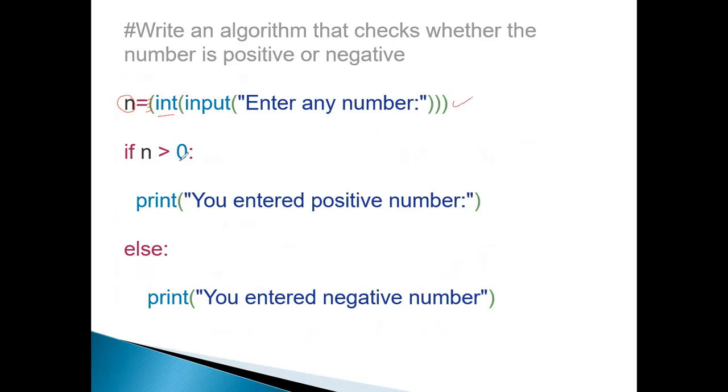If n greater than 0. Remember this colon, you have to write colon at the end of if command, if statement. Then you can write the message using print. You entered positive number. Else, remember this colon, it must be at the end of else command.